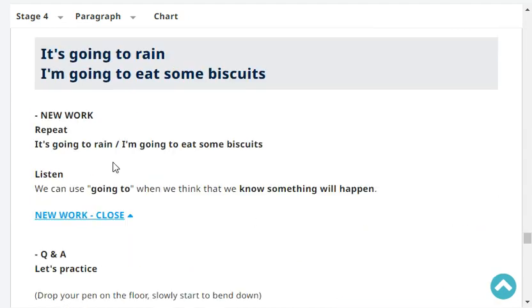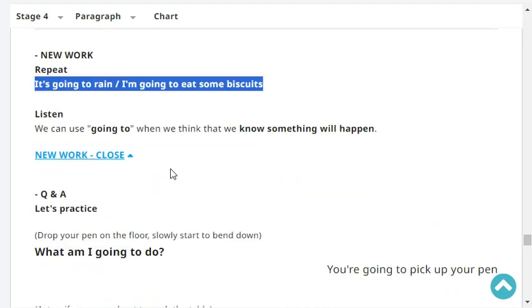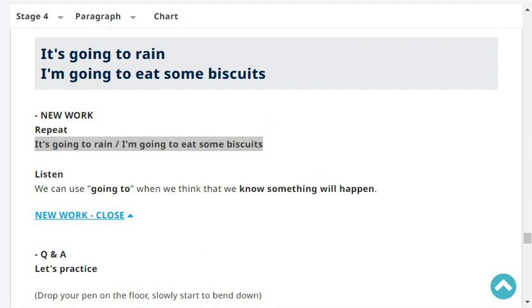Okay, next. It's going to rain. I'm going to eat some biscuits. Okay, listen, we can use going to when we think that we know something will happen.